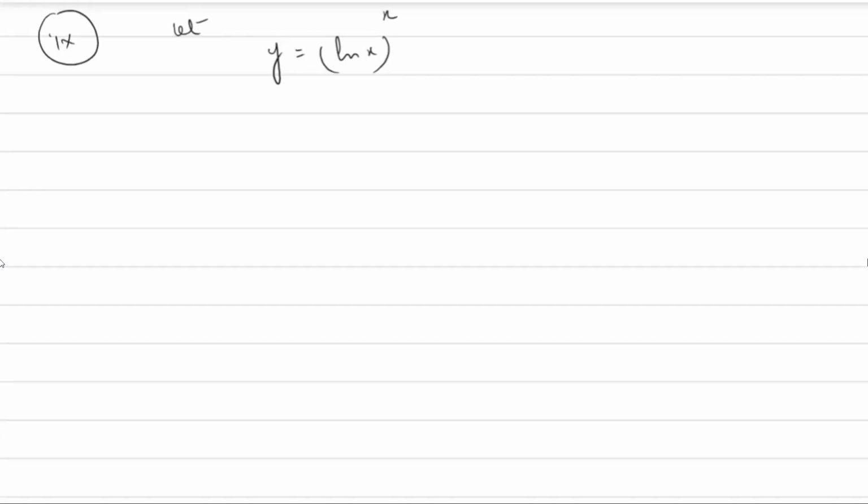Here we are having y is equal to (ln x) whole raised to the power x. Whenever we are having power functions, we have to take out this power. So for that purpose, we are going to take ln on both sides of the equation. So ln y is equal to ln of (ln x) raised to the power x, and now this ln takes that power out, so it would be x ln x.